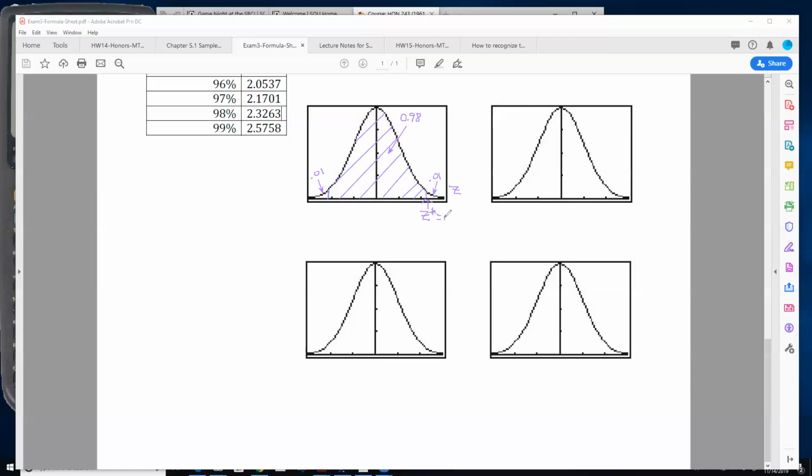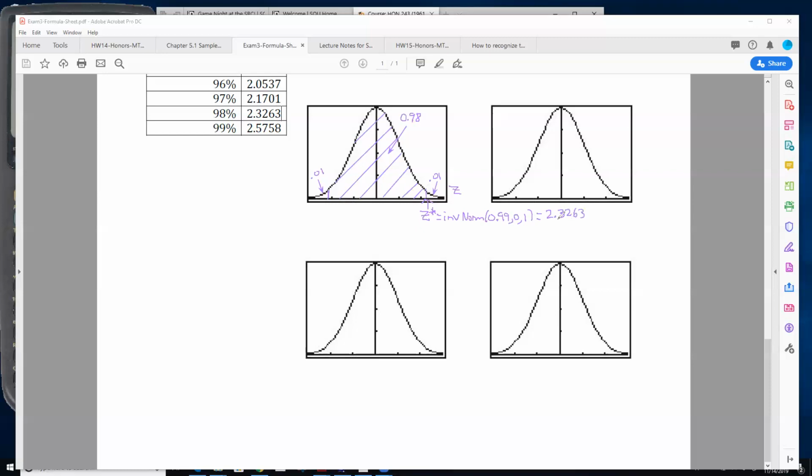Remember how we would find this critical value right here. We used inverse norm, and then we took the area to the left. 98% plus 1% is 99%. And then 0 and 1. And if we punch that into our calculator and round it to the 4th decimal place, you know what we got? 2.3263. And you can punch that on your calculator, reassure yourself.